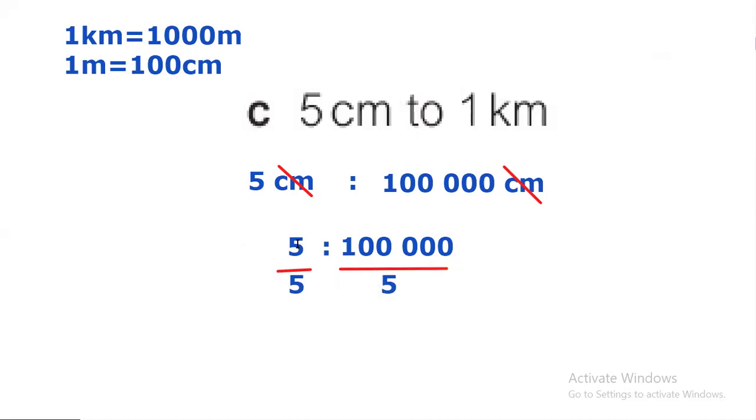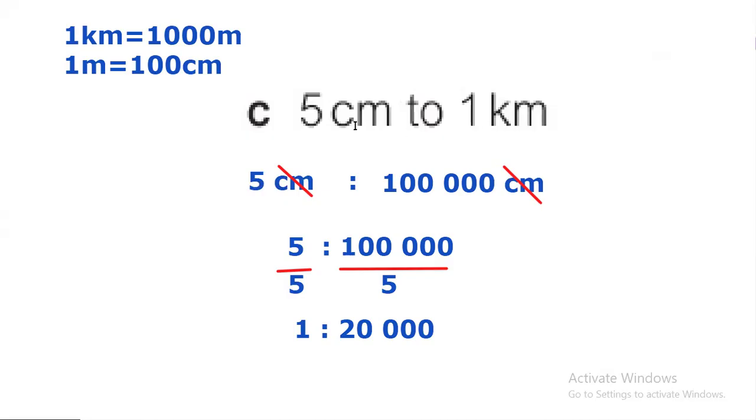So basically focus on this. We divide both of them by the first number to make it 1 to n. This one will become 1. And then 100,000 divided by 5 will be 20,000. And this is how I answer a question like this.